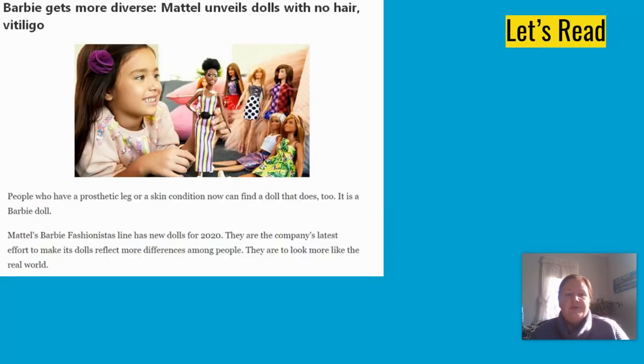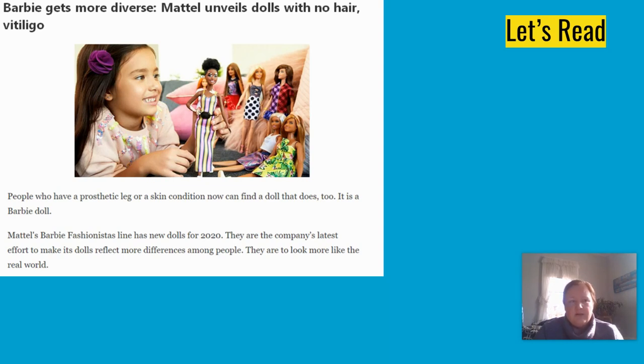Today, the article that we're going to be reading is Barbie Gets More Diverse. Mattel Unveils Dolls with No Hair, Vitiligo. So this connects to our short story Barbie because it presents a problem with dolls that we've historically had in society where they didn't really reflect the population. We saw that with our main character. Our main character, Veronica, received a doll that looked like her and she didn't like it. And she really wanted that blonde haired, blue eyed Barbie that didn't look like her at all. And she got really frustrated when she didn't get it.